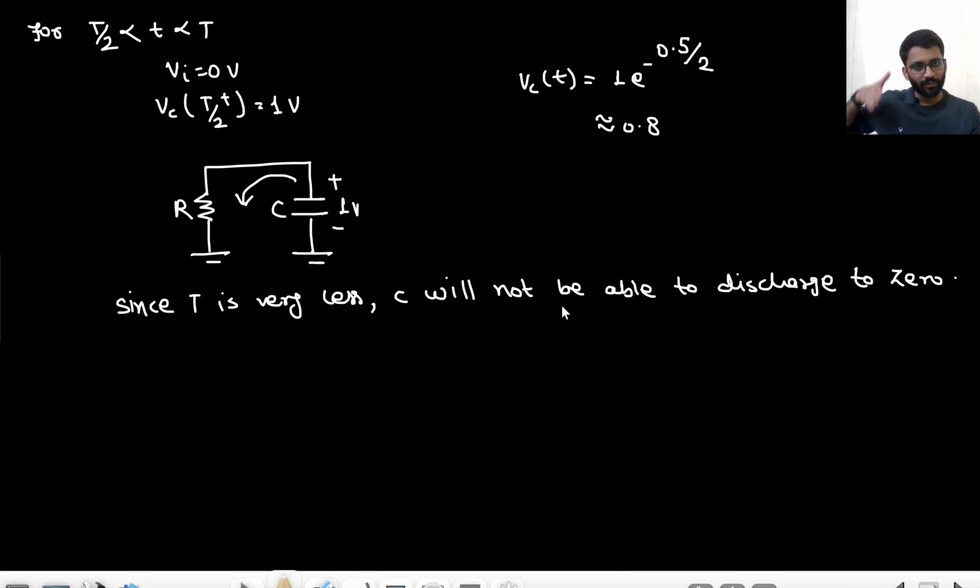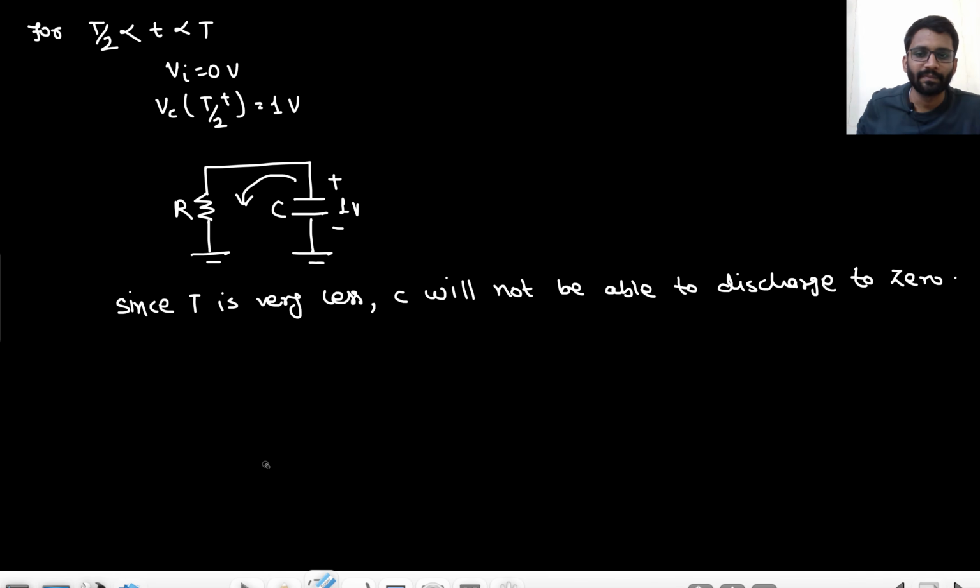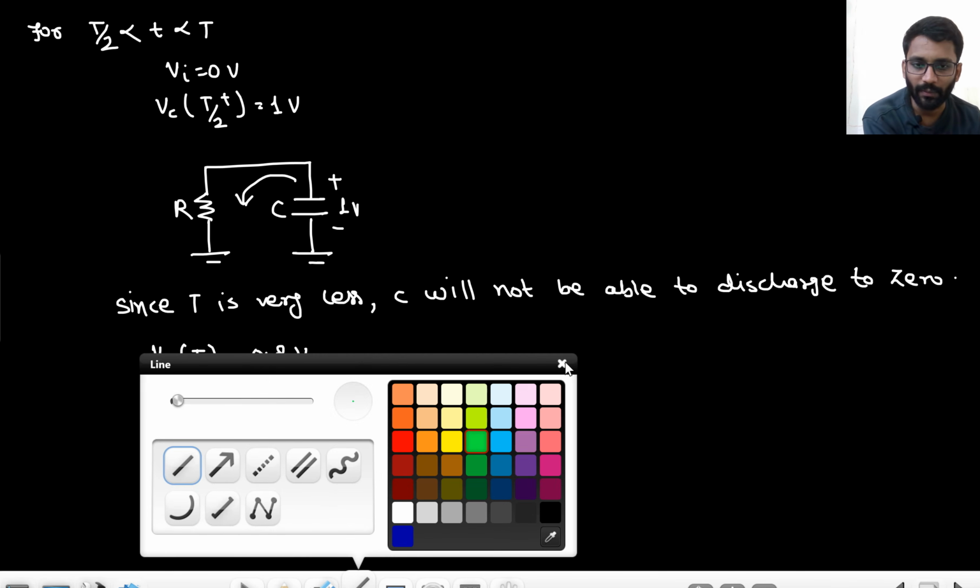Let's first from 0 to 1 volt it is charged. Now it will try to discharge from 1 to 0, but it is not getting discharged to 0. It is getting discharged to some value that is 0.8 volt. So let's just assume Vc at T would be 0.8 volt. Okay. So let's just make the waveform.